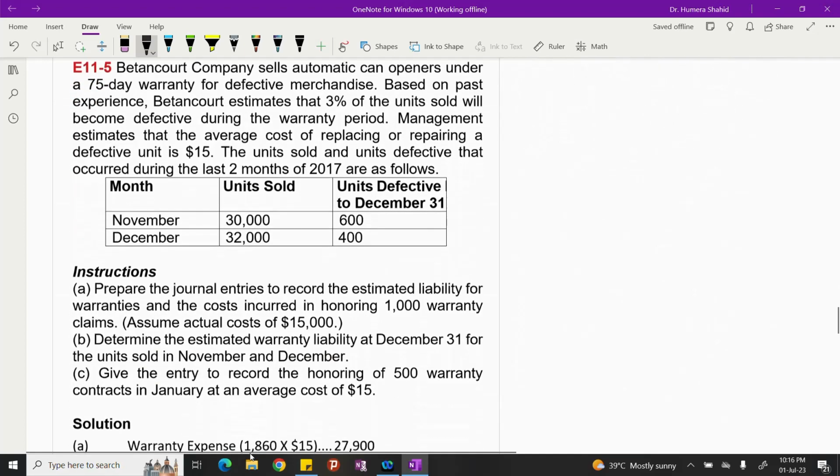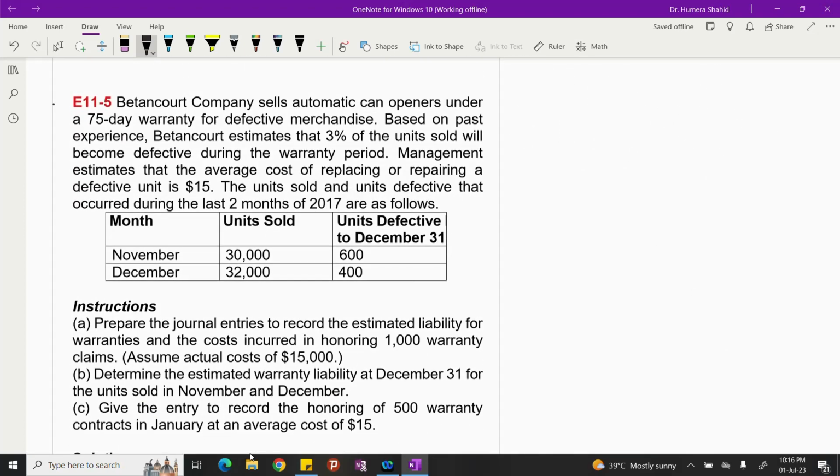Let's move on to exercise number 11-5. Bittencourt Company sells automatic can openers under a 75 days warranty. What does 75 days mean? One month has 30 days, right? So 30 is one month on average, 30 is the second month, and 15 more, so it means 2.5 months, right? Anyways, let's move on for defective merchandise.